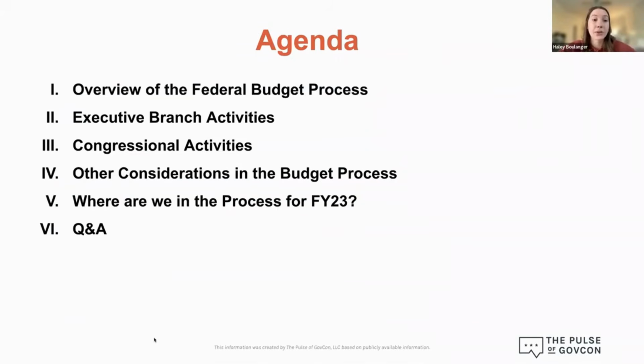So today we're going to go over the federal budget process and then delve into the executive branch activities, congressional activities, other considerations that we have in the budget process, and then a quick update on where we are in the process for fiscal year 2023.